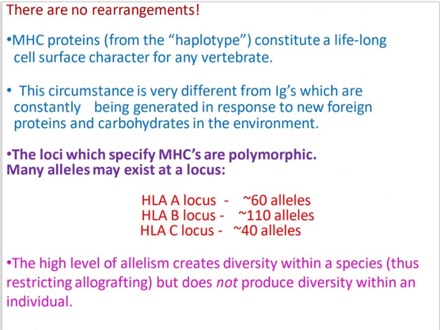There are no rearrangements. MHC proteins from the haplotype constitute a lifelong cell surface character for any vertebrate. This circumstance is very different from antibodies, which are constantly being generated in response to new foreign proteins and carbohydrates in the environment. The loci which specify MHCs are polymorphic. Many alleles may exist at a locus.